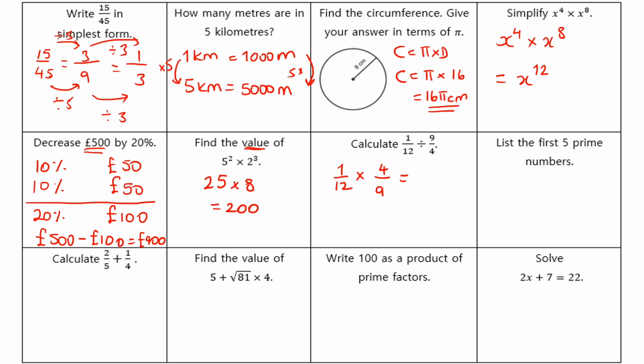So that's going to be 4 times 1 is 4. 9 out of 12 is going to be 108. And this could be simplified. Both of these numbers actually go into 4. So if I simplify it with 4, it's going to be 1 out of 27.